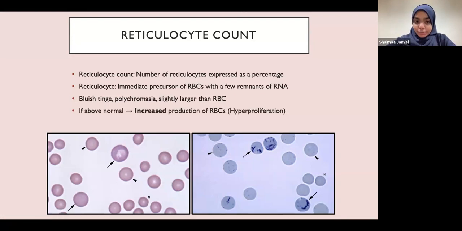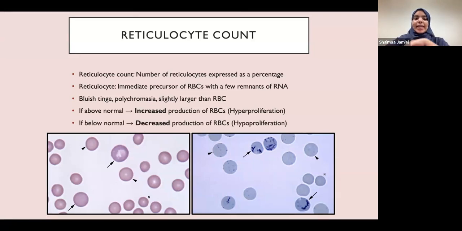If reticulocyte count is above normal, then the bone marrow is producing a lot of RBCs. There's increased production of RBCs, hyperproliferation. And if it's below normal, then there's decreased production of RBCs, or hypoproliferation. Proliferation means division, so hyper means extra proliferation, and hypo means less proliferation, okay?